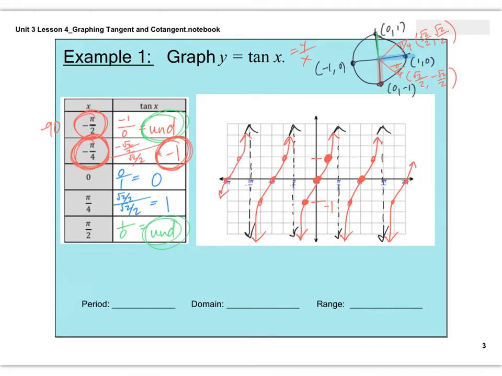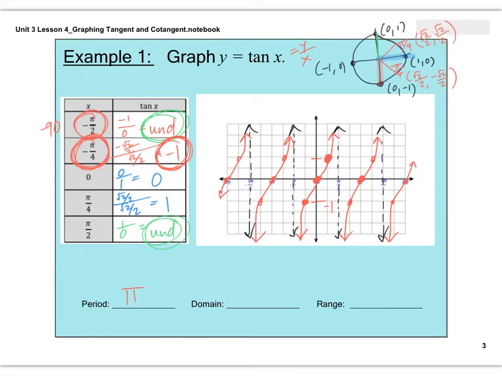And there it is. That is the graph of tangent. And so think about the period. How often does it repeat? Well, it's every 4 boxes, which is pi. What's the domain? How far left and right does it go?